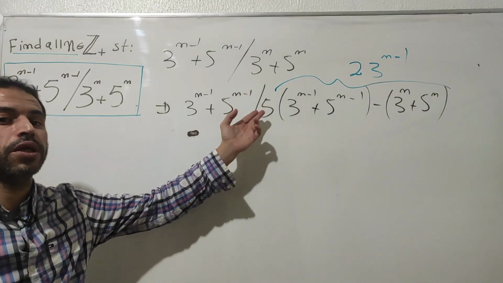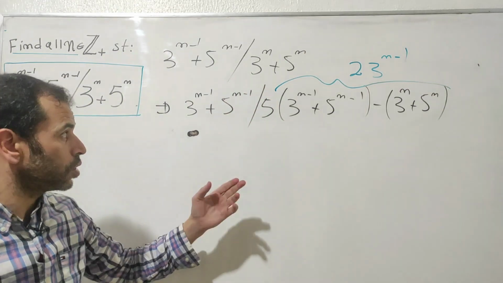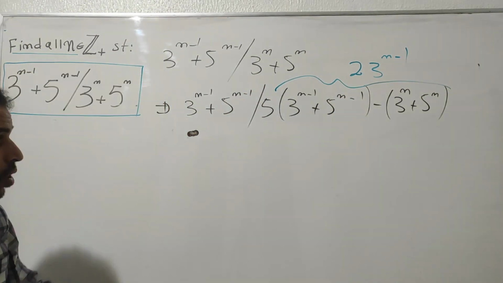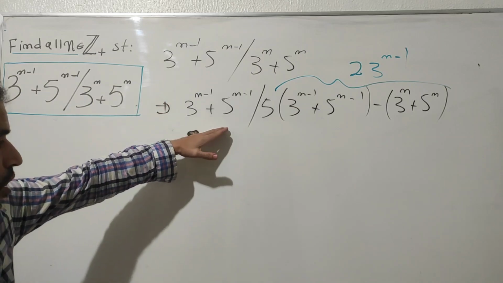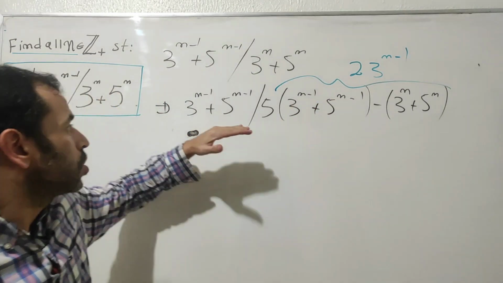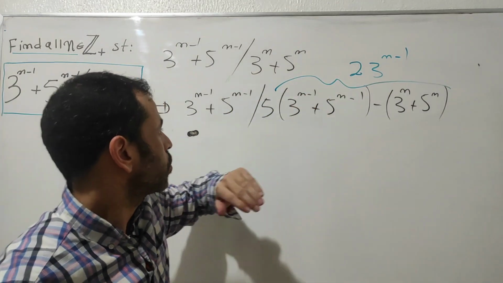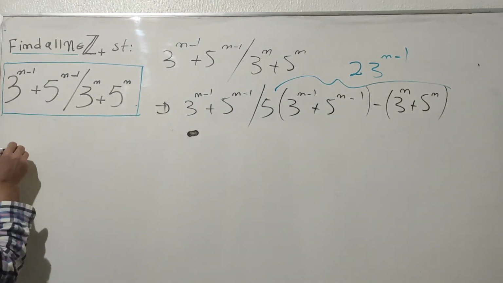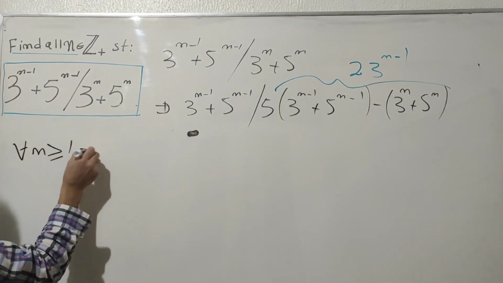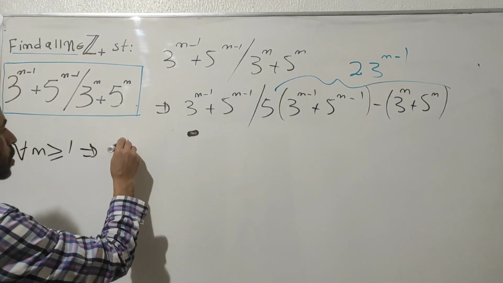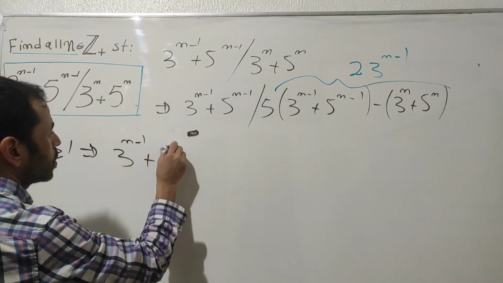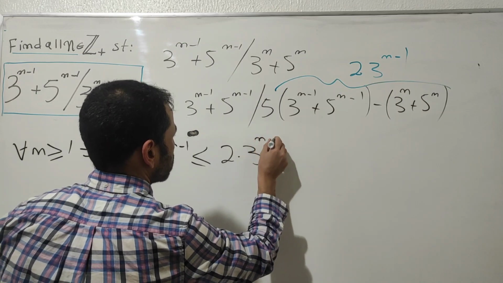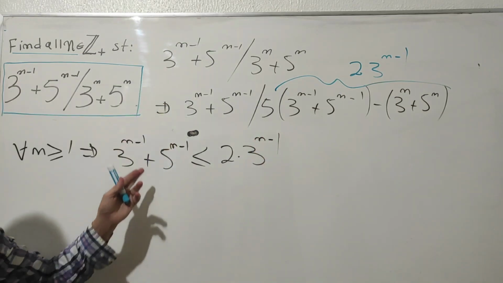According to the divisibility statement which we saw on the previous board, when the numerator divides the denominator, the numerator is always bigger than or equal to the denominator. So this one divides this one, which means this one is always smaller than or equal to this one. For all n greater than or equal to 1, we get 3^(n-1) + 5^(n-1) is less than or equal to 2 multiplied by 3^(n-1), according to the divisibility property.